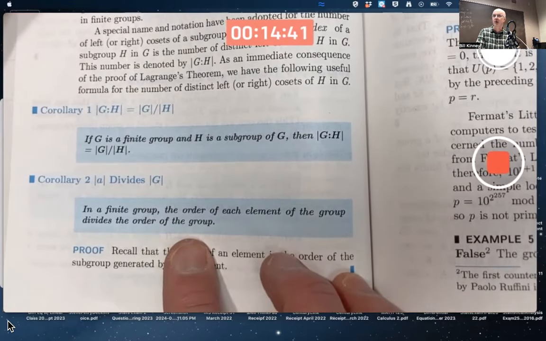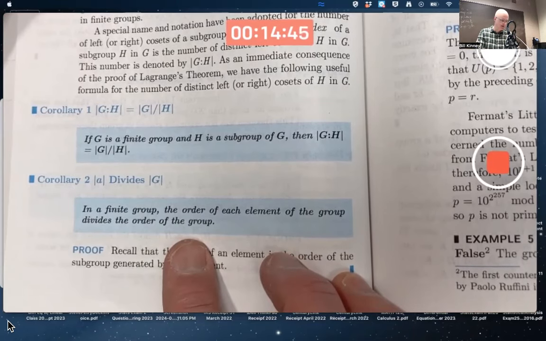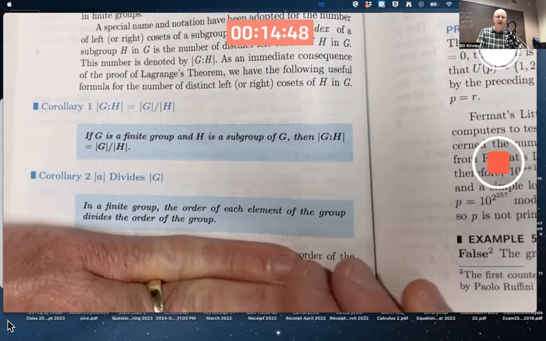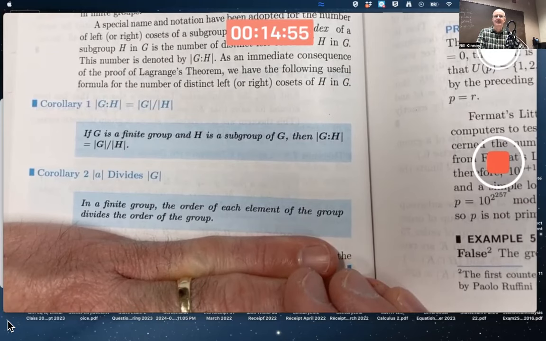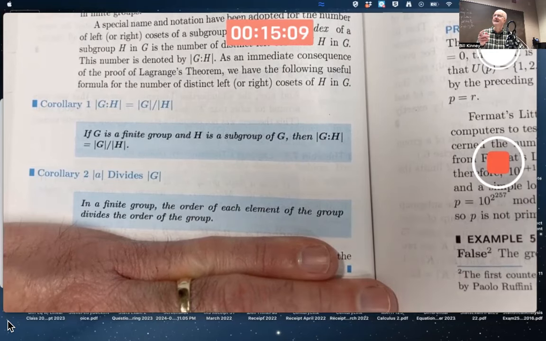That could be an exam problem. Prove that. You want to use Lagrange's theorem. Let's just think about it without looking. You got a finite group G, some order N. You got an element of the group. You need to show the order of the element divides the order of the group. Wait a minute. What's the order of an element? It's the smallest positive power that brings you back to the identity, right? How can I use that to show that number, that power divides N?